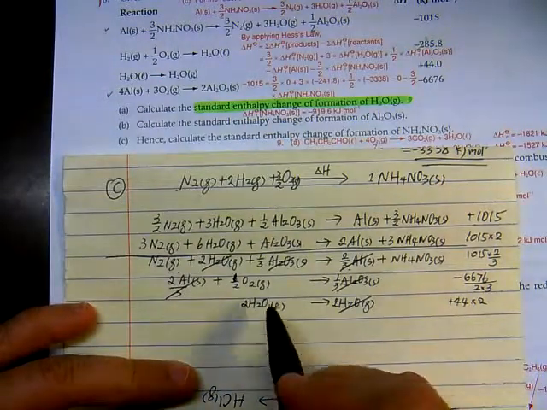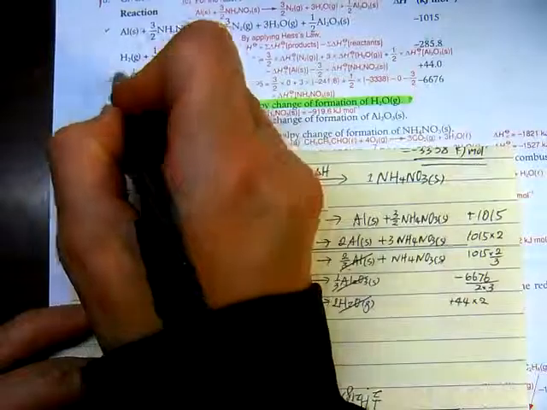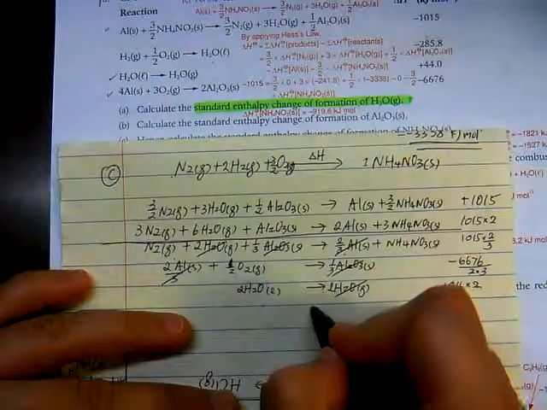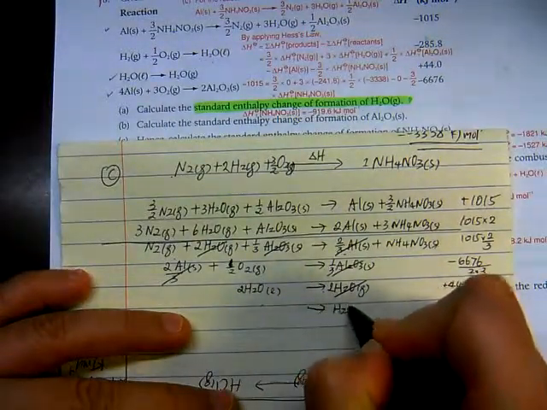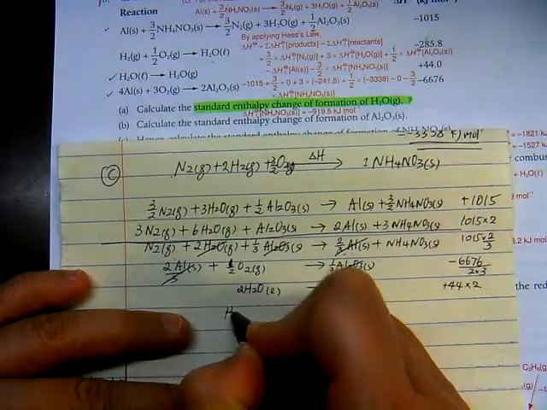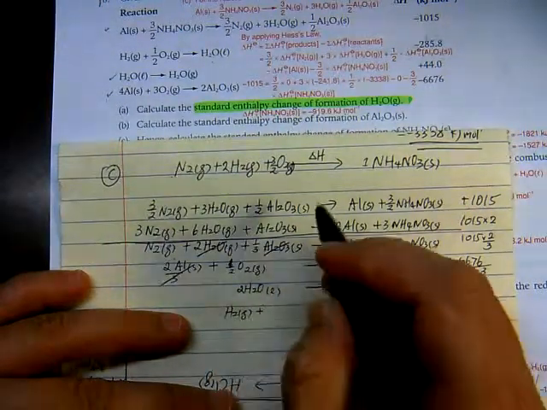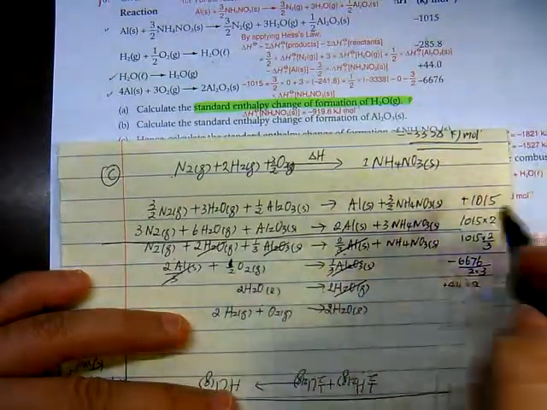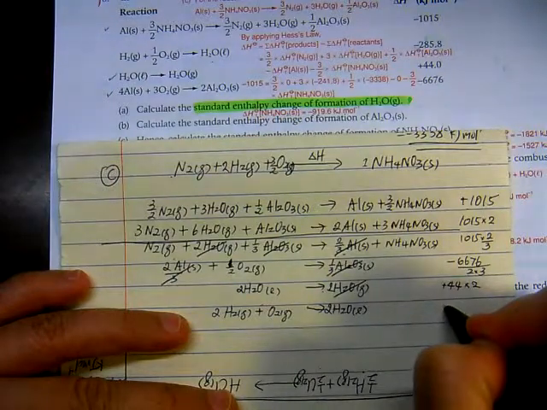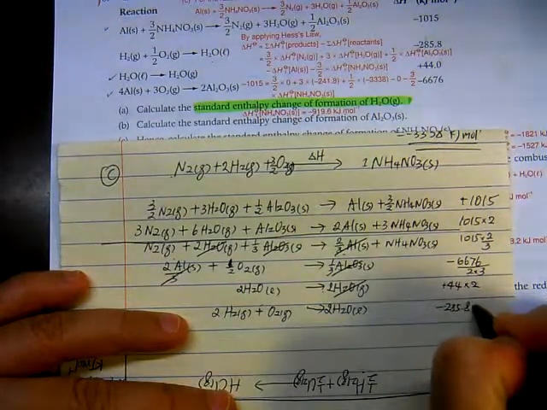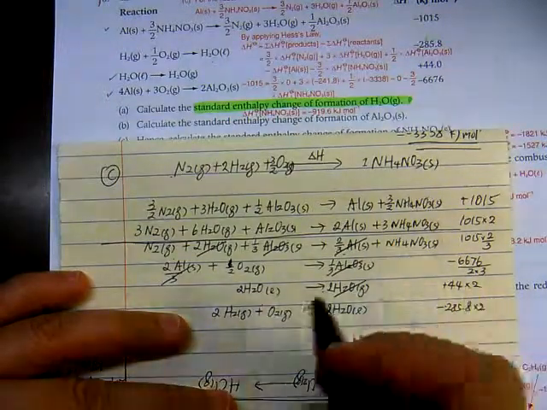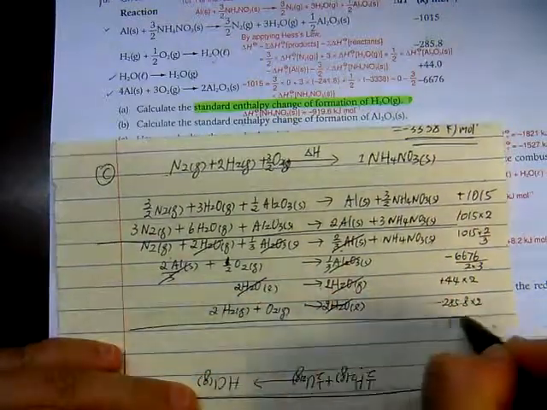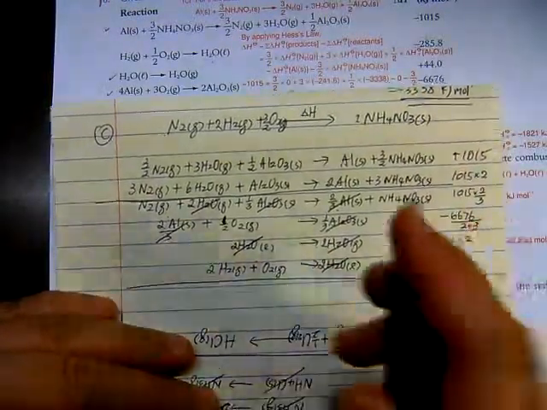Finally, we need to cancel out H2O liquid. So I copy down the second equation first, and then multiply the equation by 2. Copy down, multiply by 2. Understand? Now I can cancel these out. Finally, what's left behind? Let's check.